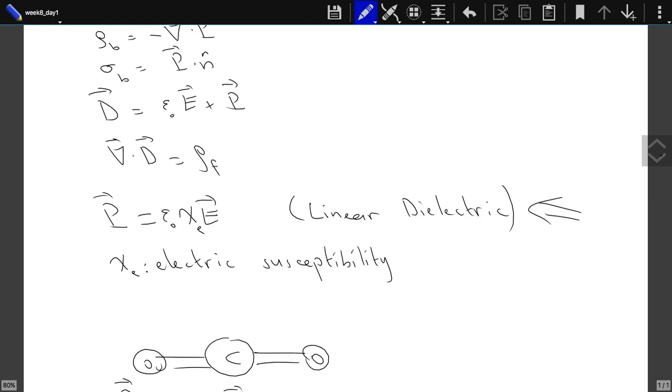So you apply an external electric field, it creates a polarization. This polarization modifies the electric field, and hence this modified electric field modifies the polarization. So you have all this. If you just go step by step, you have this infinite series. All of it is summed up in this relation.